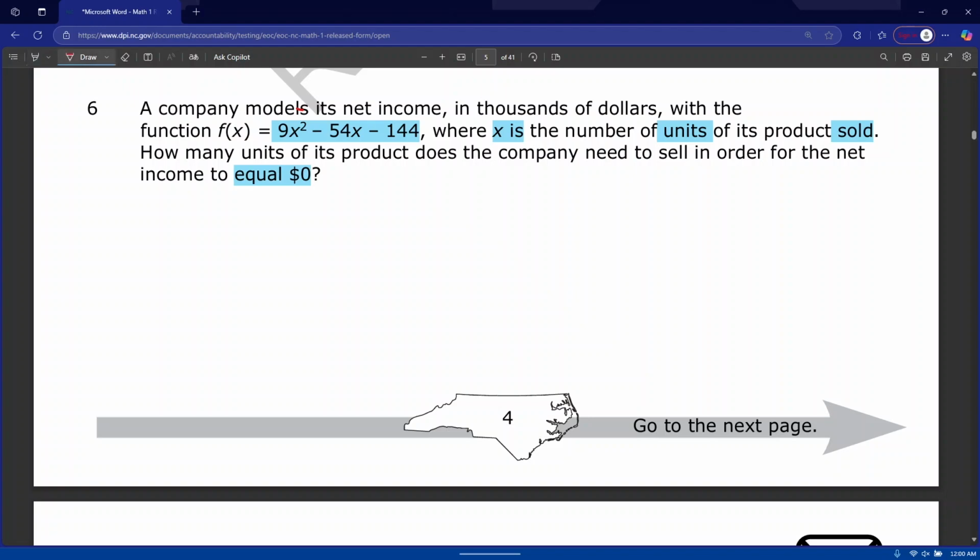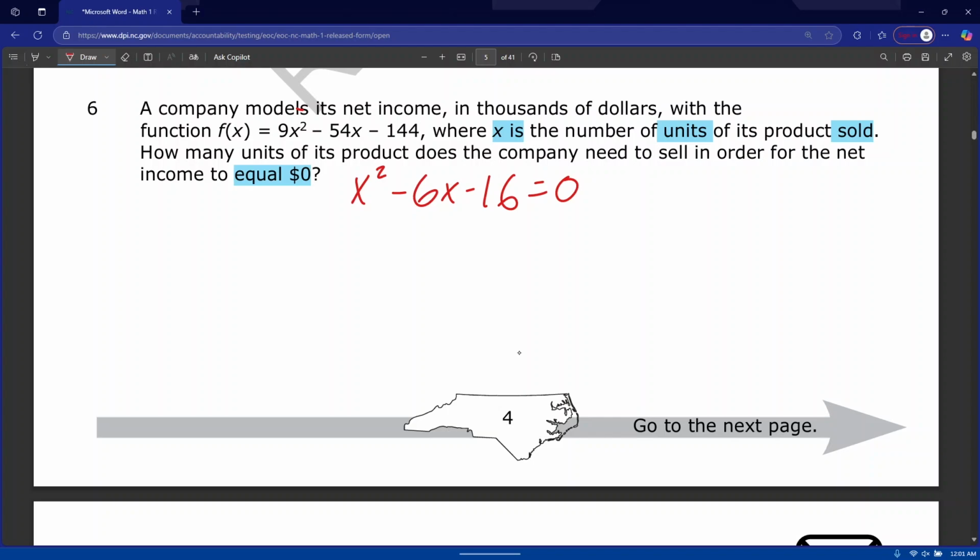We can use the quadratic formula in this equation. However, before we use it, we can simplify this equation right here. We can do that by dividing everything by 9. So x squared divided by 9 is x squared. Negative 54x divided by 9 is minus 6x. And negative 144 divided by 9 is negative 16. And that equals 0.